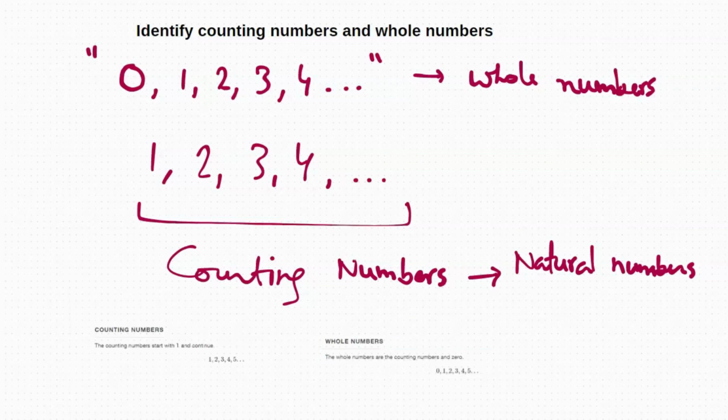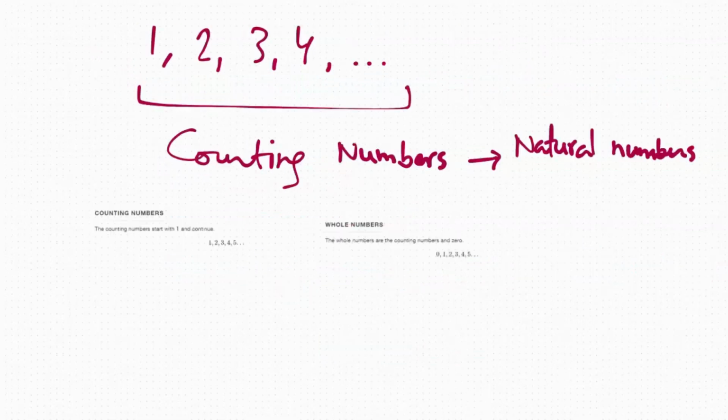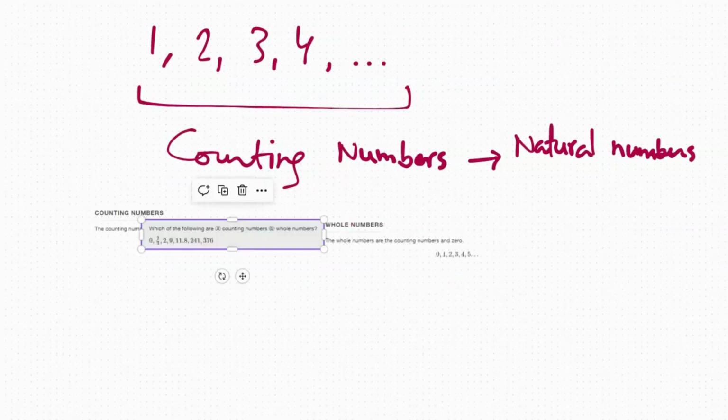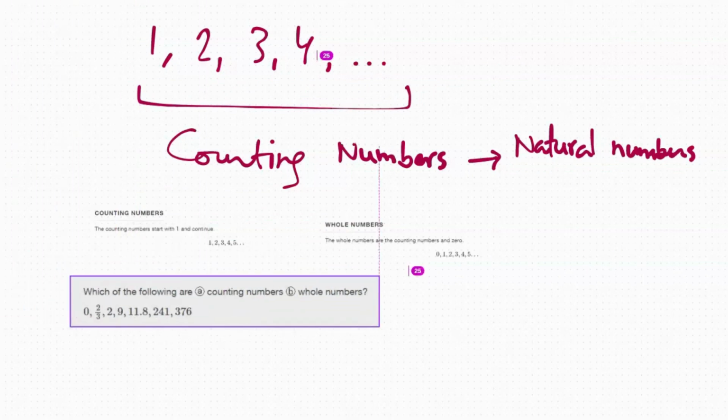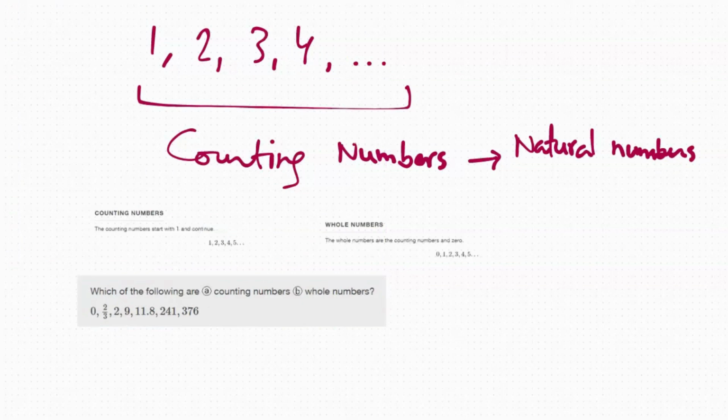Now let's look at an example over here. The problem says, which of the following are counting numbers and whole numbers. So let's see if you can identify the counting numbers and whole numbers over here. We know that the counting numbers start with 1 and then continue, and the whole numbers start with 0 and then continue. So let's see for the counting numbers.